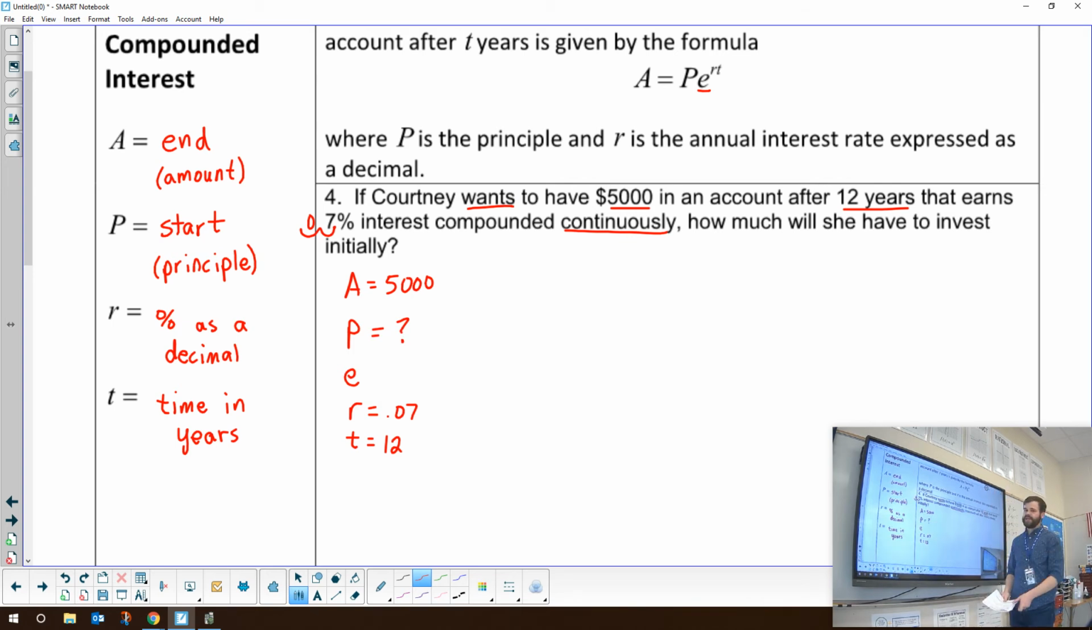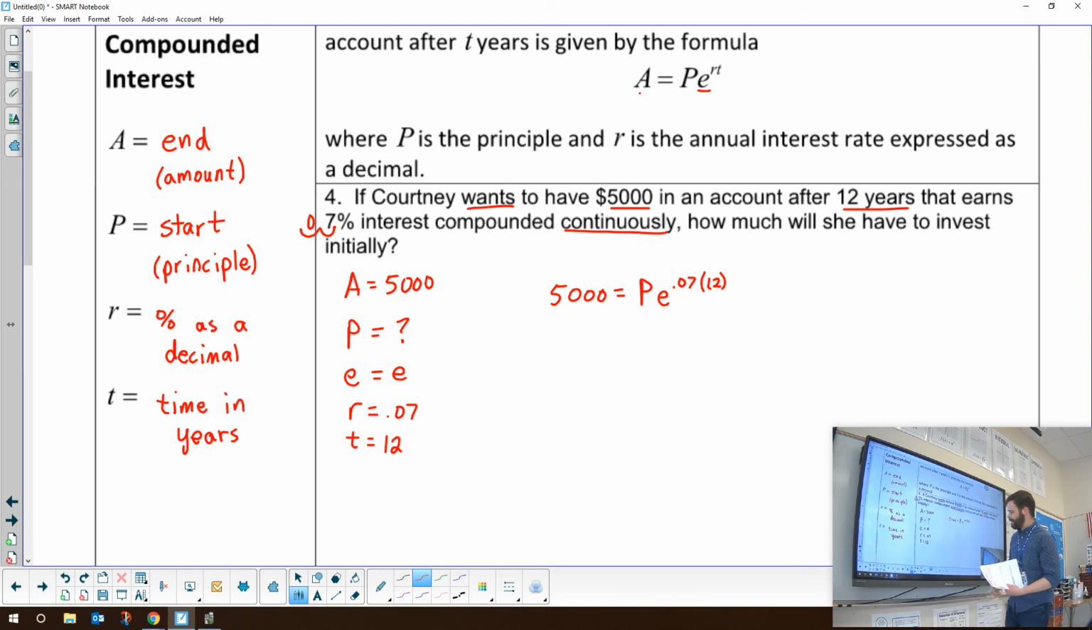Now, what do I write here for the E? E is just E. It's always just going to be E. So that's just part of my equation. Now, let's write this out. My A is 5,000, so A equals, we're looking for my principal, times E, to the rate times time. My rate is 0.07 times my time, and my time is 12 years.